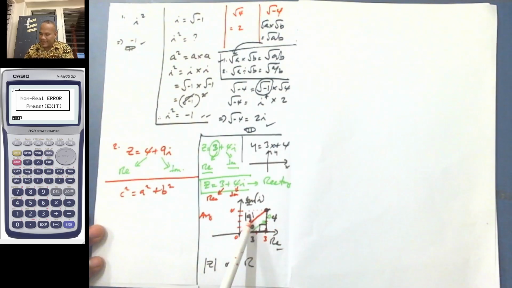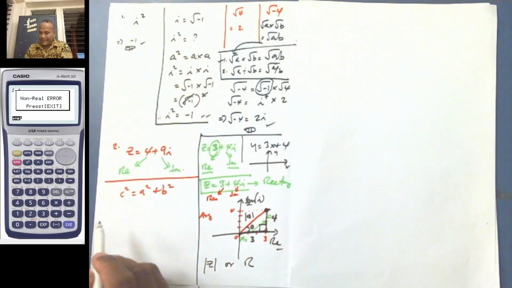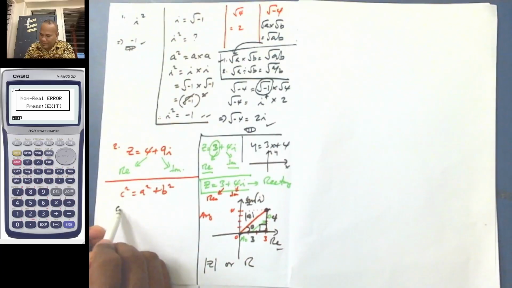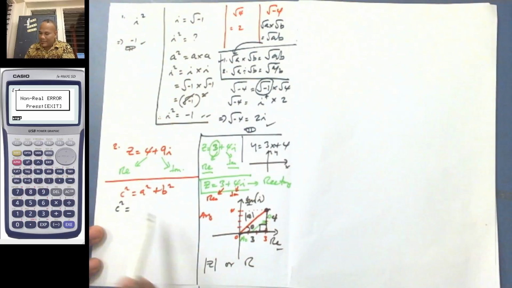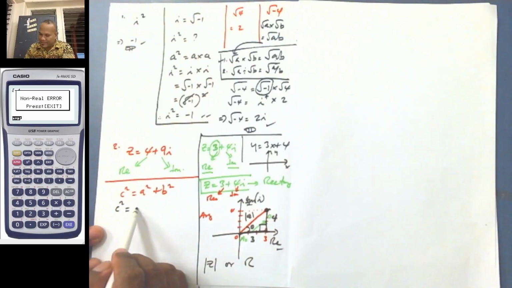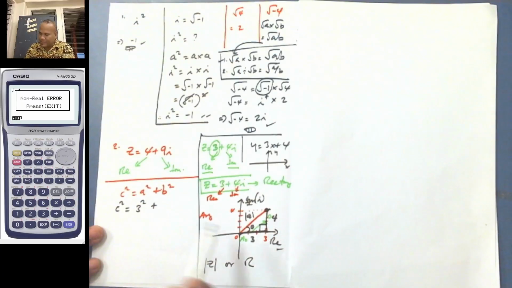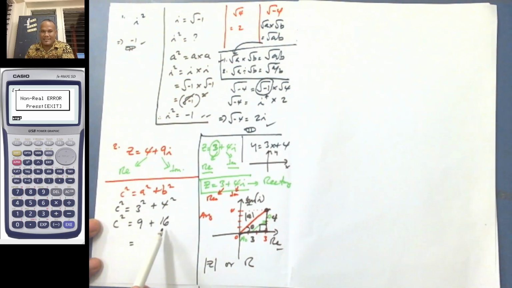We want to find C, our z modulus. What is our A? Our A can be either adjacent or opposite, so I'll just take that as 3 squared plus B as 4 squared. So 3 squared is 9 plus 4 squared is 16, that is C squared. So 9 plus 16 is what? Yes, 25. So this is 25 equals C squared.